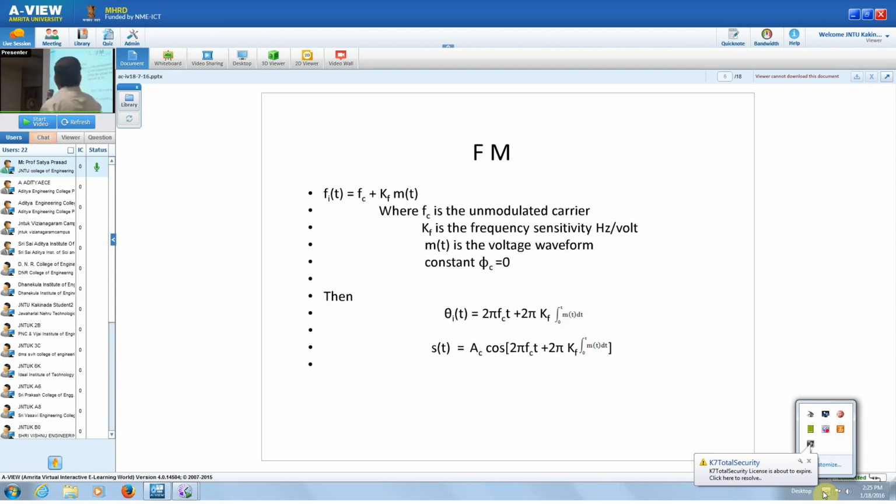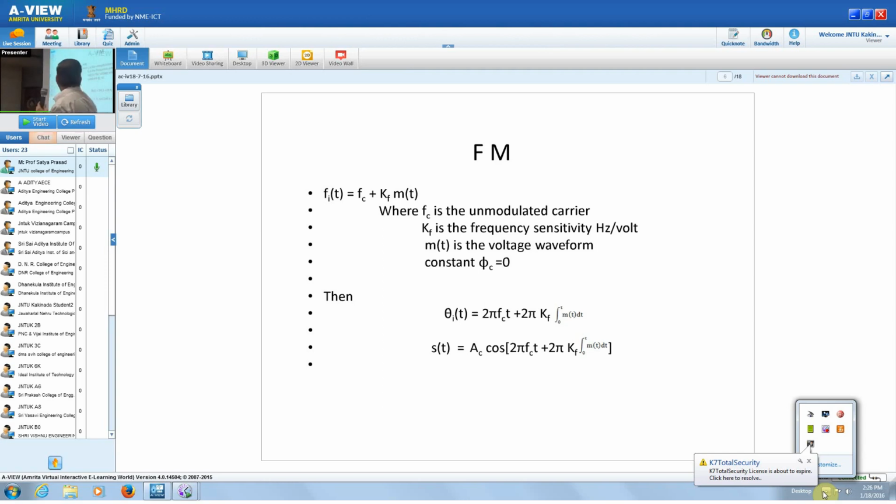Therefore, what will be your θ_i(t)? f_i(t) is f_c plus k_f into m(t). If that be the value of the instantaneous frequency, or the angular velocity, then what will be θ_i(t)? When f_i is given, what will be θ_i(t)? It is the integral of this, because f_i(t) is 1 by 2π dθ_i(t) by dt. That's what we have seen previously. So we want θ_i(t) from your f_i(t), so that will be the integral of f_i dt.